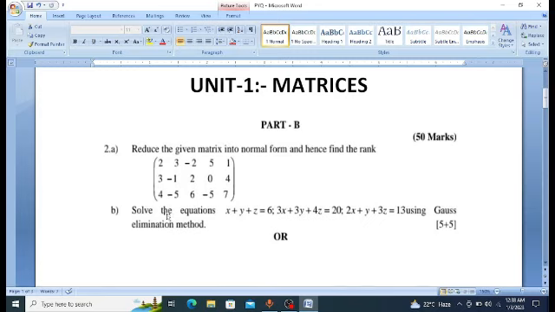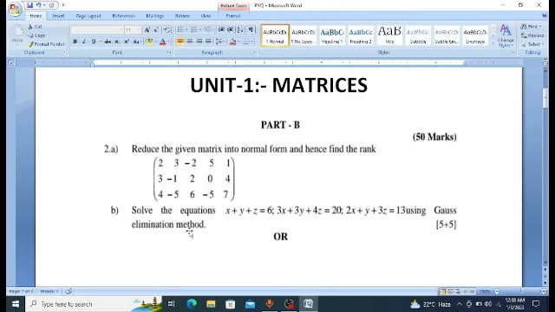Next we have the question: solve the equation using Gauss elimination method. So in this Gauss elimination method, first write the matrix A and the augmented matrix A by B. Then after that, reduce those two matrices into the echelon form to find the rank.